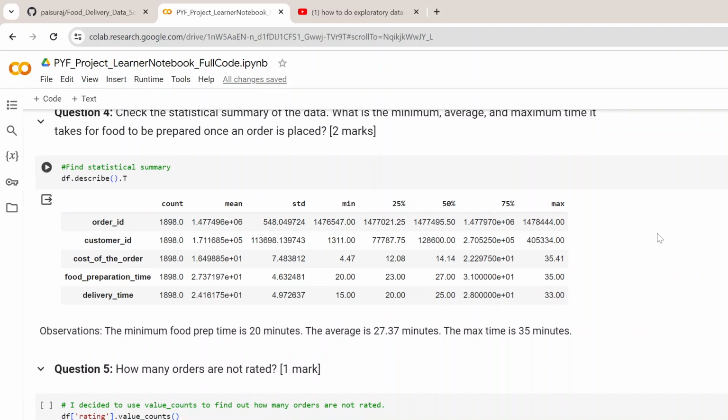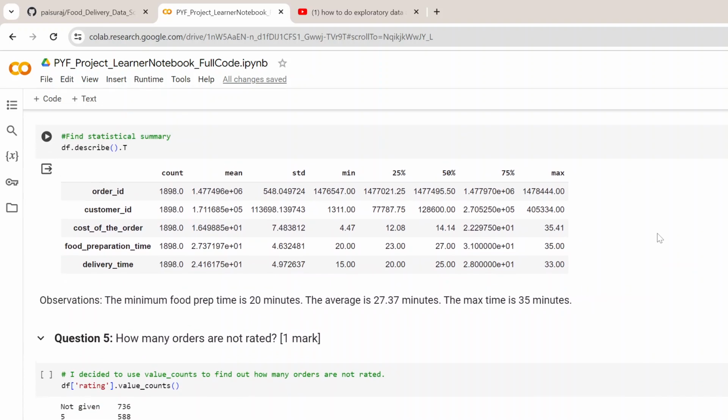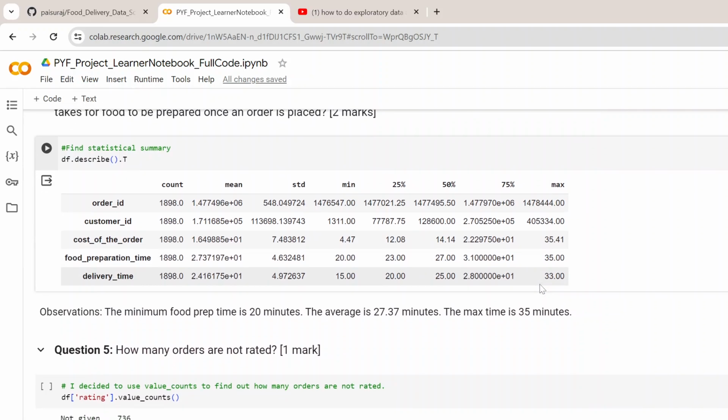In this case, there seems to be a bit of a skew in some of the data points, and so it's good to keep in mind. So, for example, if we look at preparation time, we can see that usually the minimum is 20 minutes, the average is 27, but the max is 35. It's good to take a look at that.